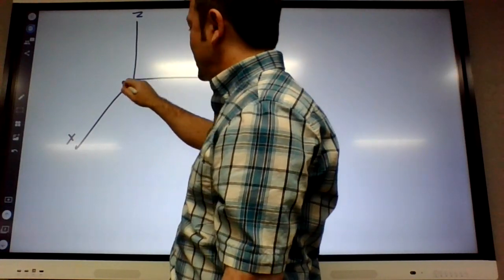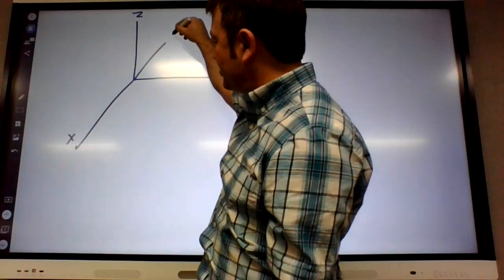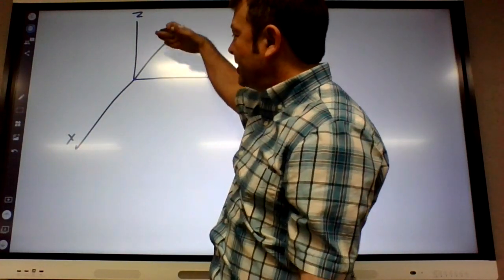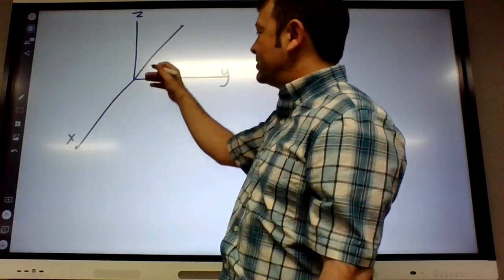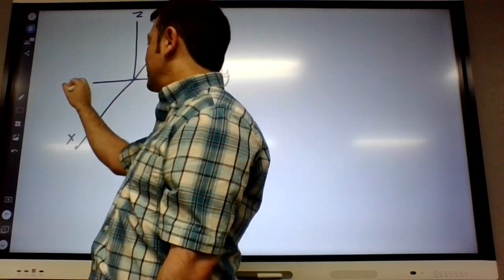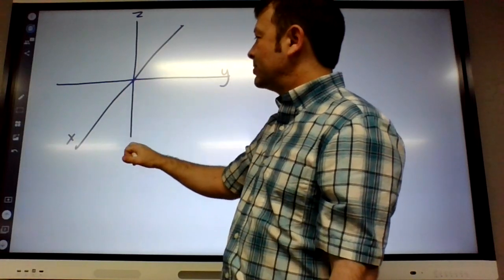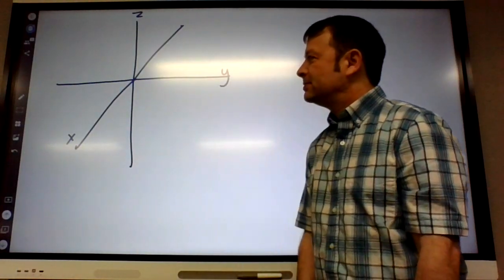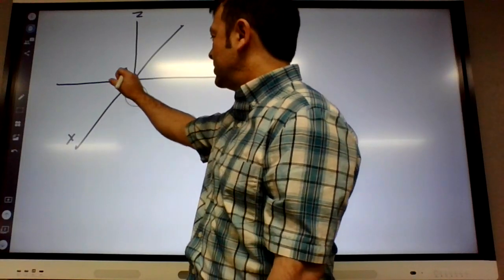But there is a negative x-axis, and it would be going back this way. If you look at this as the corner of a room, it'd be going back into the next room. And the negative y-axis would be this way. The negative z-axis would be this way, like below ground. Alright, you guys see it?